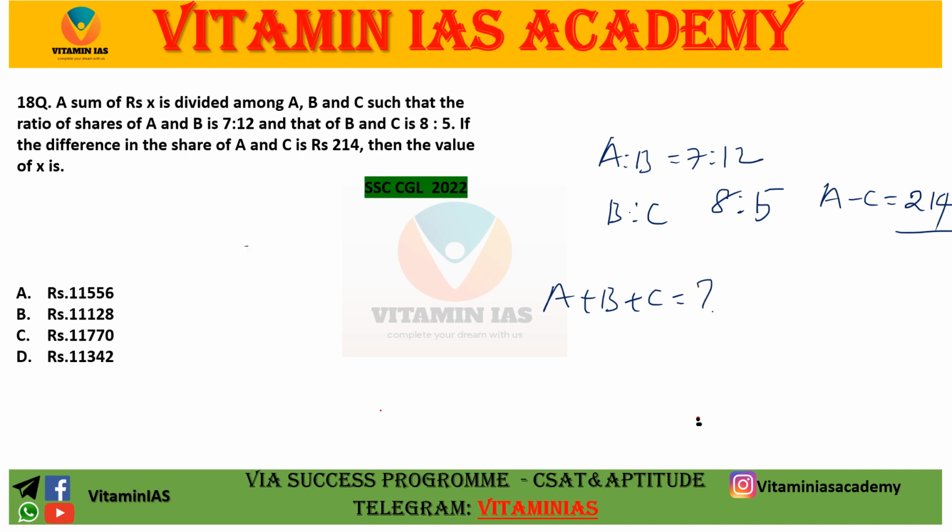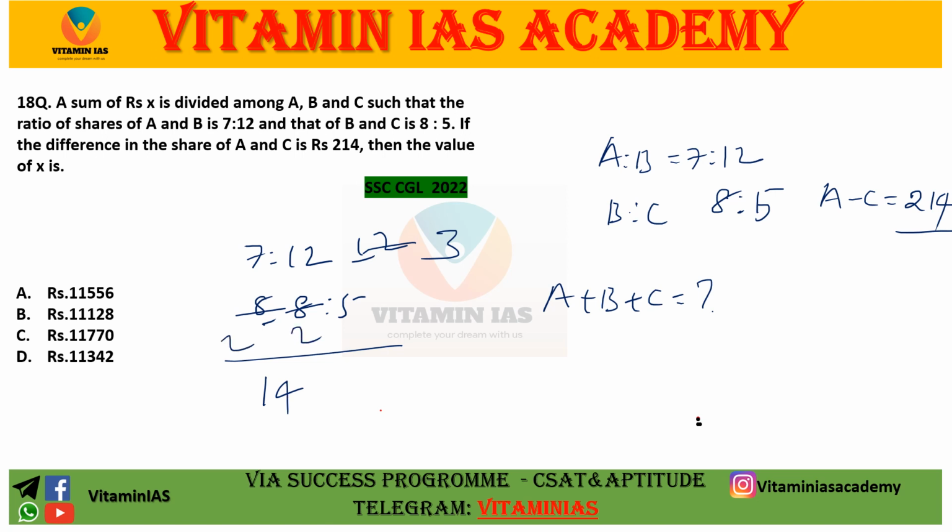Here again 7:12 and 8:5, so with B as 12 and 8, what is the ratio that will come? Multiply 7 by 2, 12 by 2, and 5 by 3. Means how much will it come? 14, 24, 15. Together it is 53x. And we need to find 53x.